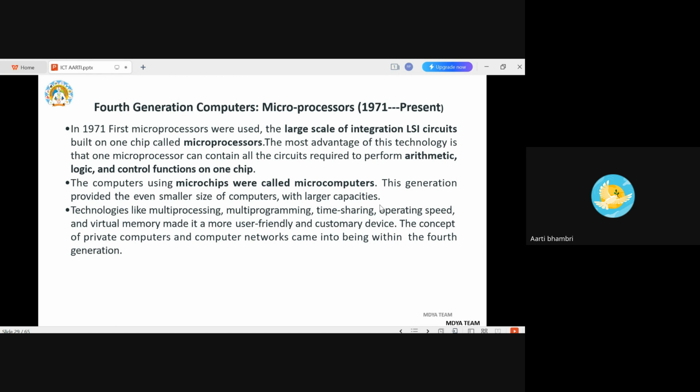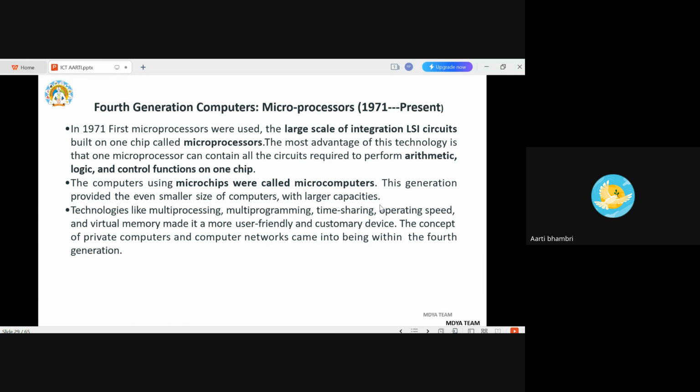Control function means processing, how the data is coming, where the data will be saved. All these functions are controlled by one chip. The computers using microchips were called microcomputers, as we discussed: PCs, laptops, desktops. All use microchips. This generation provided an even smaller size of computer. Yes, the size of the computer also decreased.